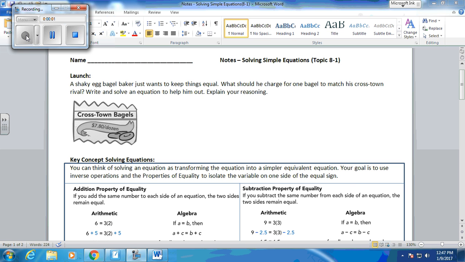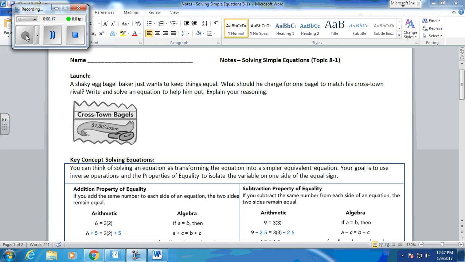Hello, welcome back. We are talking today about solving simple equations, topic 8-1. You did solve simple equations last year, that means involving one step. So this is kind of a review topic for the rest of our topic that we'll be continuing.